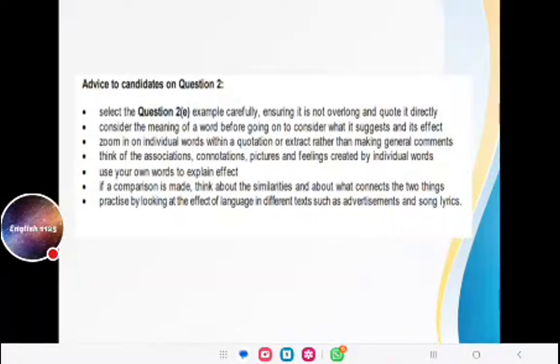Zoom in on individual words within a quotation or extract rather than making general comments. Do not go for explaining the whole example the way it is written there. Go for words inside that example that can be explained properly. Think of the associations, connotations, pictures, and feelings created by individual words.